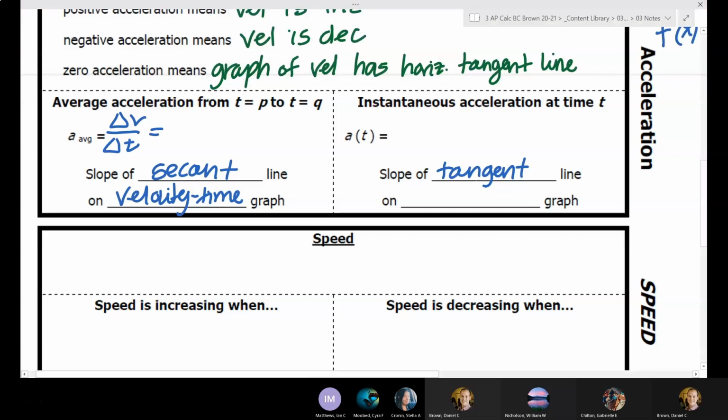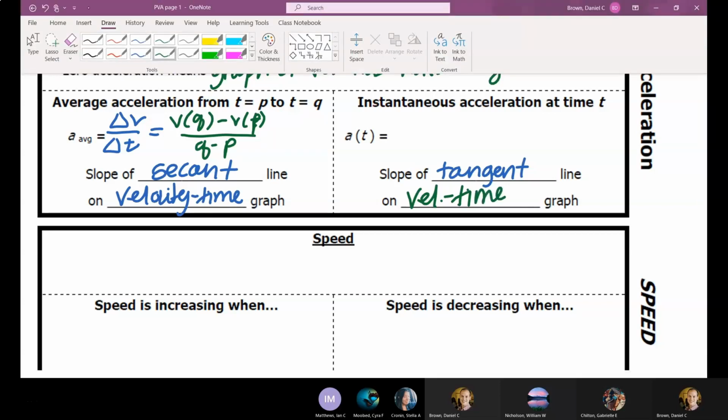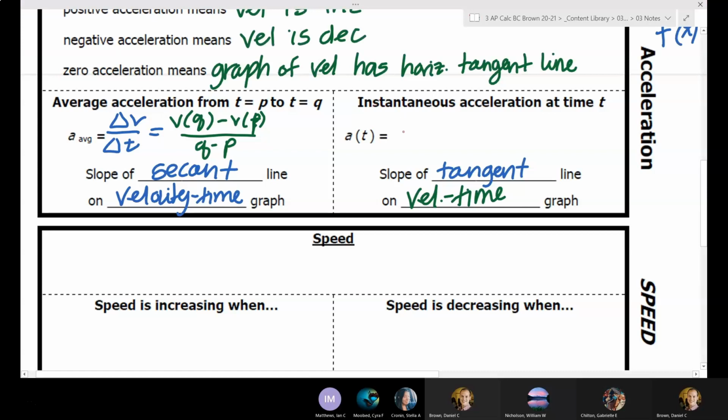So for average acceleration, we can write the formula as v of q minus v of p, all over q minus p. Whereas if you're looking at the instantaneous acceleration, it is the tangent on the velocity time graph. And we can define acceleration in different ways. It is the change in velocity over the change in time. I'm going to use the derivative notation for instantaneous.